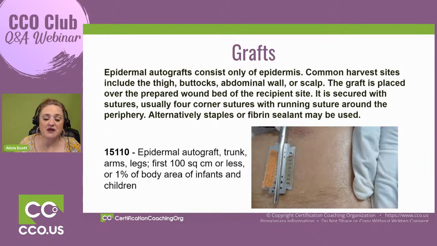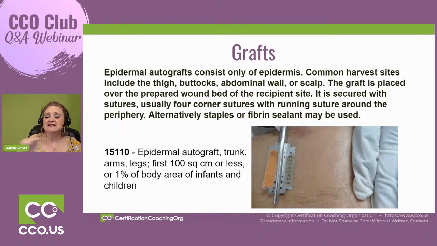So let's look at the description of this code, 15110. What makes it different from the other ones we've already talked about? Epidermal. Now it's an autograft. Again, it's coming from you, but it's epidermal. Whenever you see epidermal, that's all they're taking. Notice again the body locations: trunk, arms, or legs. Now, legs means thigh, okay?